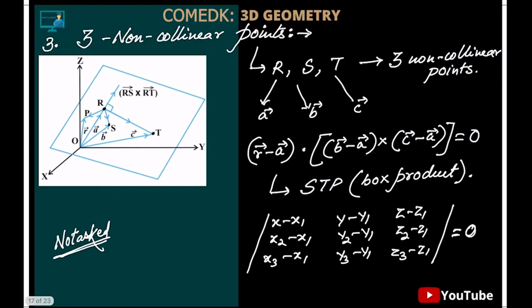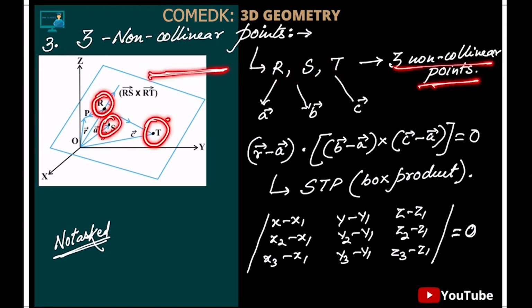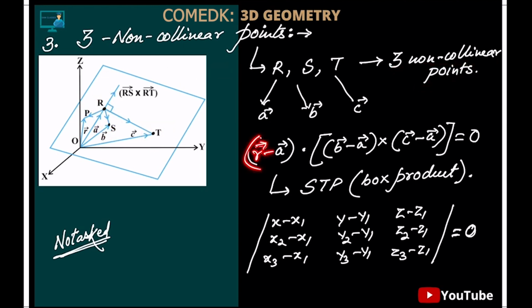Now coming to the next: three non-collinear points. The moment they give you non-collinear points, first we need to understand what these points are. We have taken R, S, and T. Non-collinear means not lying in a straight line. So the formula is: (R vector minus A vector) dot (B vector minus A vector) cross (C vector minus A vector).